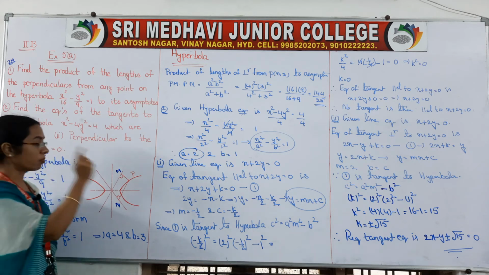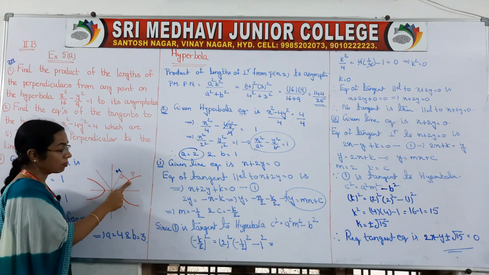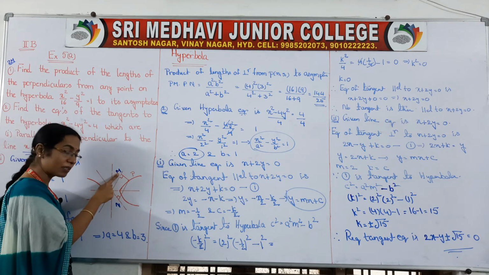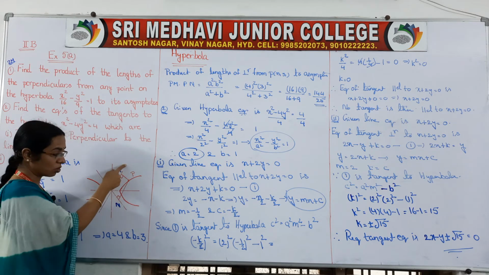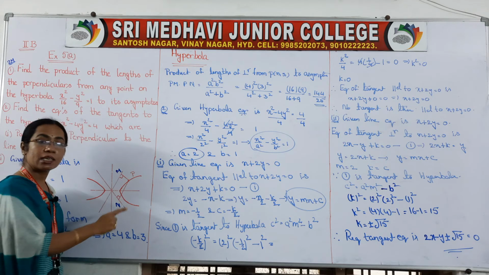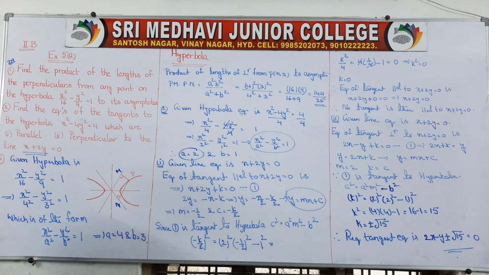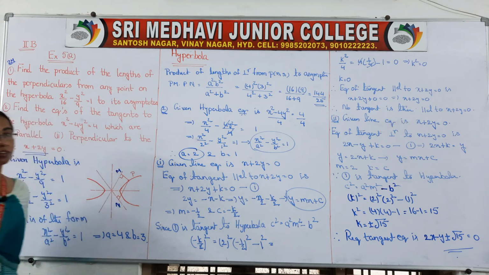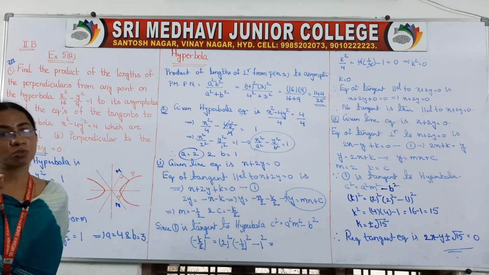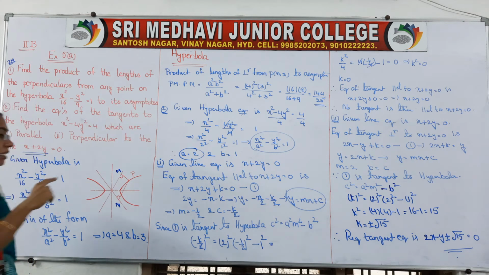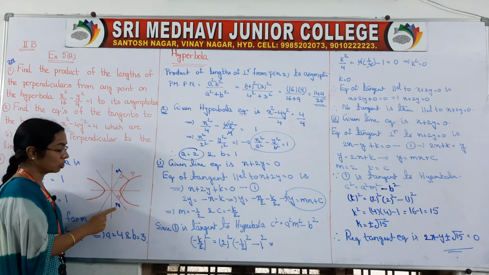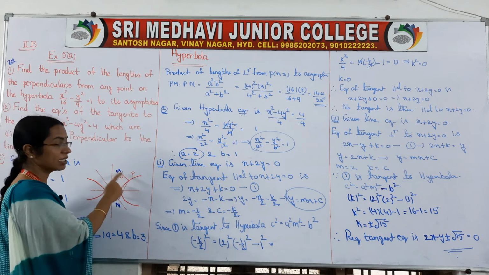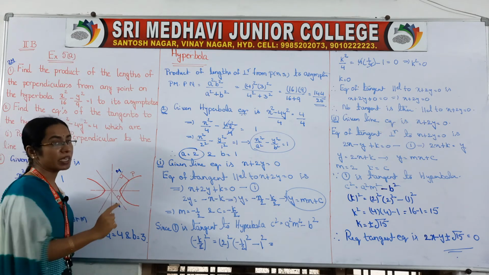So, you take one point on the hyperbola, and from that point you draw the perpendicular line to the first asymptote and the second asymptote. This is the first asymptote, this is the second asymptote. Then PM is the length of the perpendicular from the point to the first asymptote and PN is the length of the perpendicular from the point to the second asymptote. We have to find the product of these lengths, PM into PN.